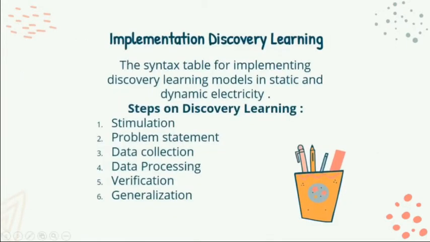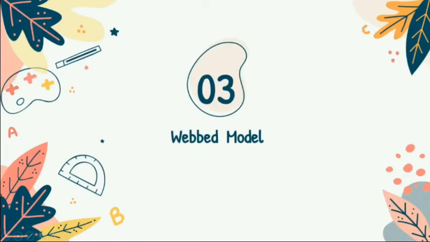Implementation of discovery learning. The syntax table for implementing the discovery learning model in static and dynamic electricity. The steps of discovery learning are: first, stimulation; second, problem statement; third, data collection; fourth, data processing; fifth, verification; and the last is generalization.